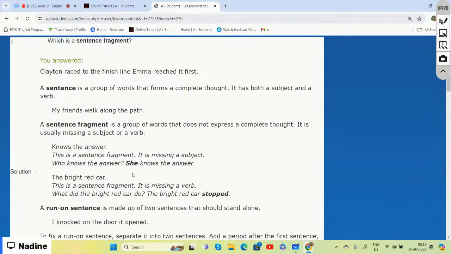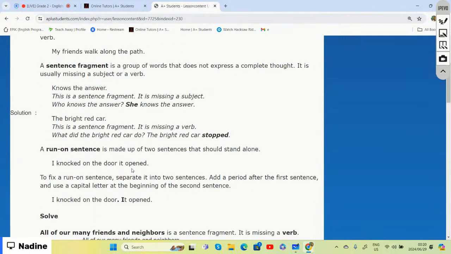So, once again, we said a sentence is a group of words that forms a complete thought. And remember, keeping in mind that a sentence has a subject and it has a verb, right? That is what a sentence has. And then we have a sentence fragment, which we said is a group of words that does not express a complete thought, and it is usually either missing a subject or missing a verb, right? That is a sentence fragment.